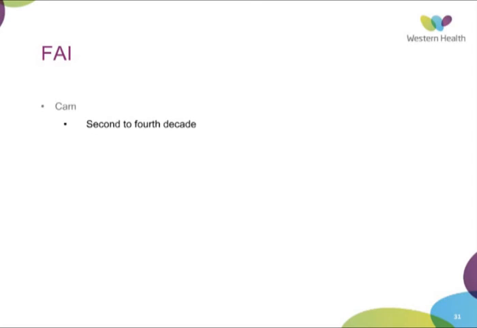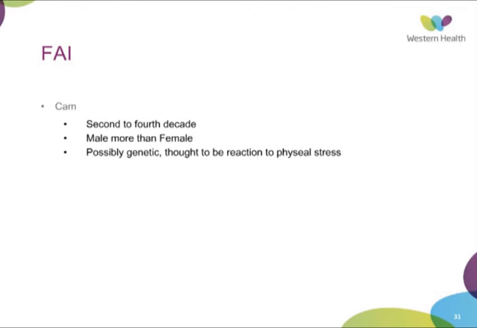The cam lesions would often present in the second to fourth decade, so people within their teens up through to their mid-30s. It's got a propensity towards males, and it's thought to be partly genetic, but also possibly stress loading on the physes as it's closing from high energy activities such as playing football that we do in Australia. Whereas pincer is more likely to be either in the third decade of life or very early, and it's more likely to be in females rather than males.